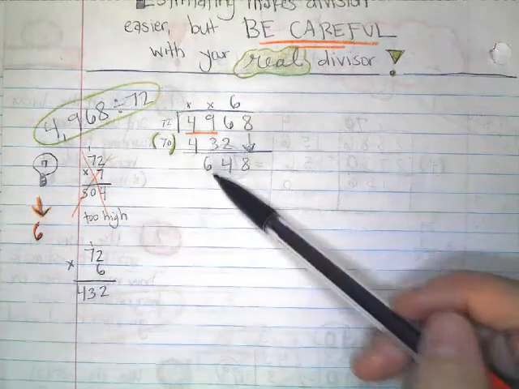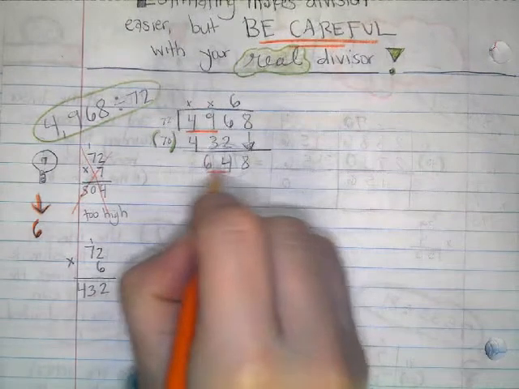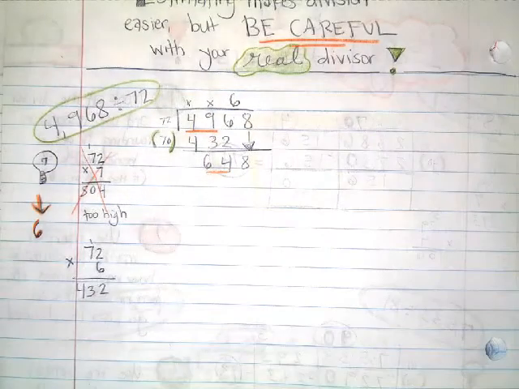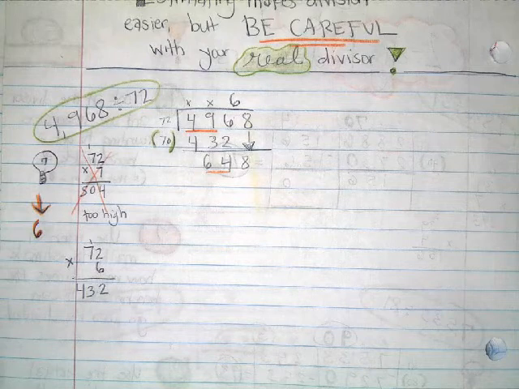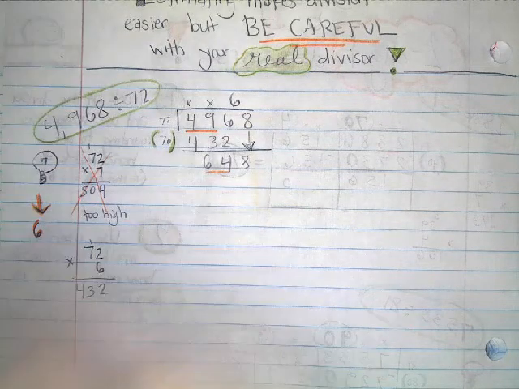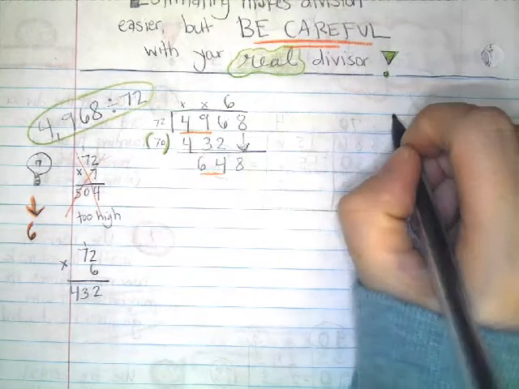So now I think, okay, 70 into 64. 7 times what gets me close to 64? 7 times 7 would be 49. 7 times 8 would be 56. 7 times 9 would be 63. Should we try 9? Let's light bulb and try 9.